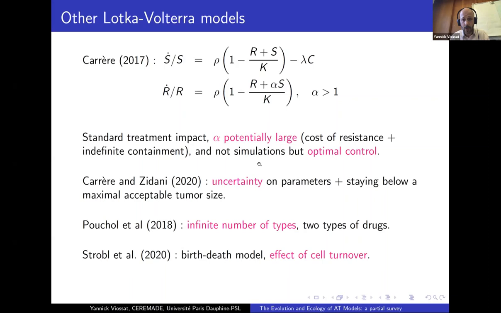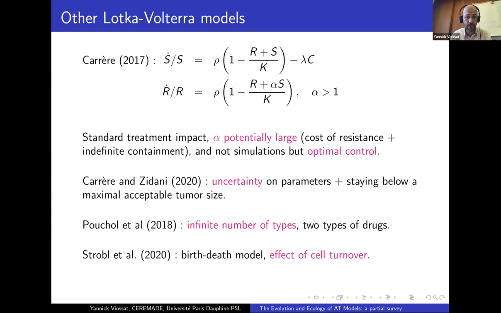Even more hardcore optimal control is Carrère and Zidany, who add uncertainty of the parameters of Carrère's model, and also add the interesting idea that we should try to stay below some maximal acceptable tumor size, which is something that Rob and I also have been thinking about.